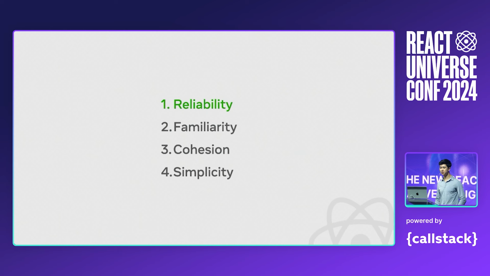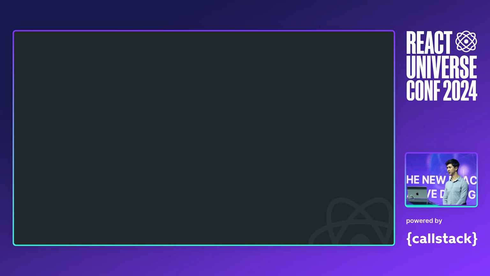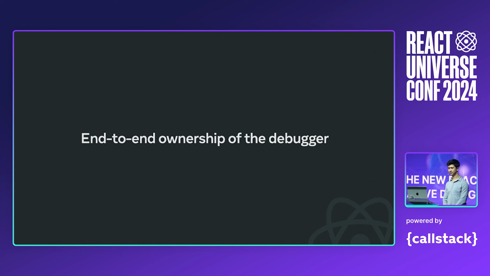So our true, most important principle is reliability. Tooling is only useful when it's dependable. And we know how much that matters to React developers. So despite our progress, we had to stop and rethink. To truly address reliability, we needed end-to-end ownership of the debugger.